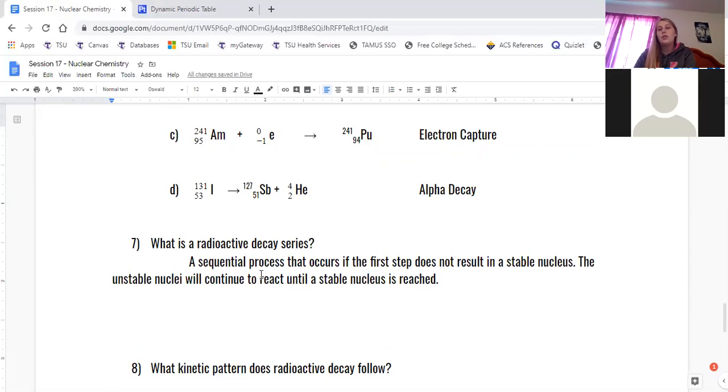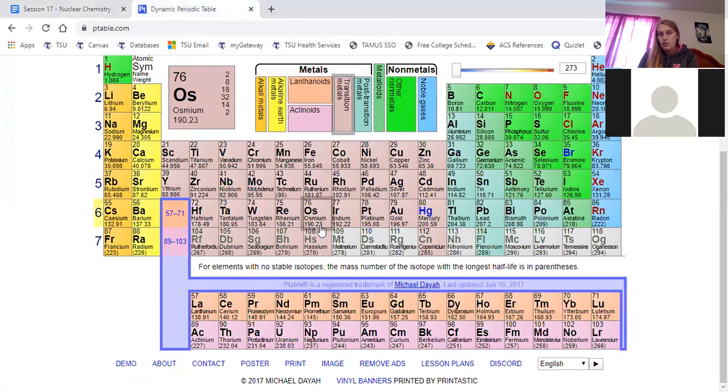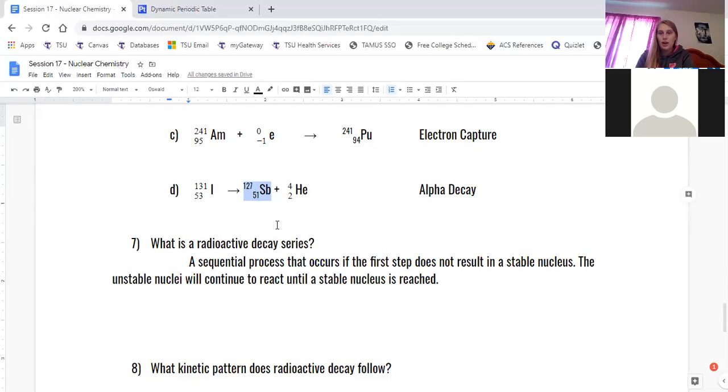So that's what I was actually talking about above. So kind of like it could happen here. So say this wasn't stable right here, then you could have this happen again, and then you end up with 123 over 49, and then what element's 49, and you end up with indium. And then say indium's not stable, so it happens again, and you have another alpha decay, and it can continue to go down like that until it reaches something that is stable.